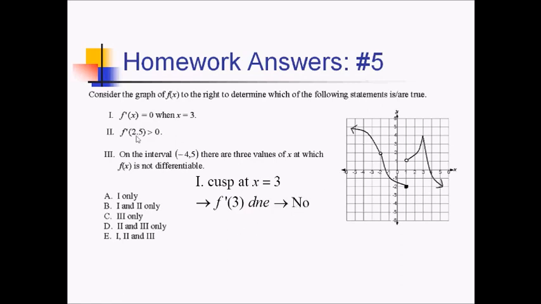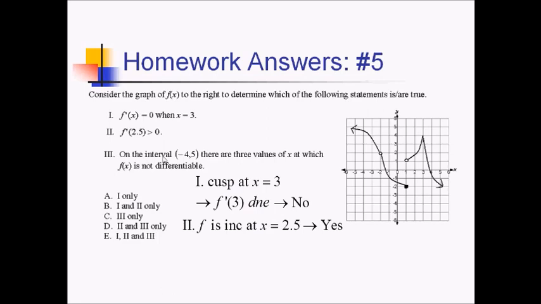All right, for option 2, they're saying that the slope at 2.5 is positive. So let's look at 2.5, and it looks like the graph of f is increasing on that interval. So that means that this is a yes. We have a positive first derivative there.